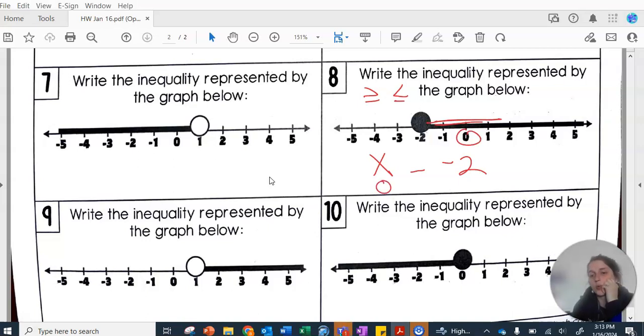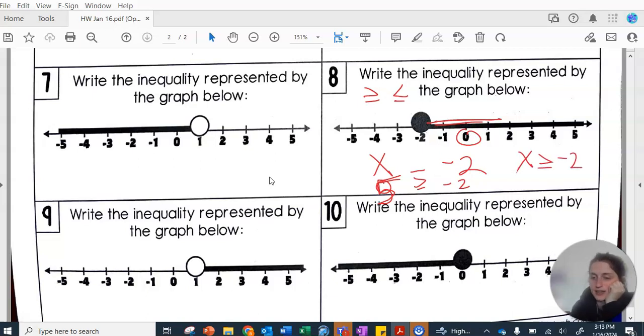0 is what compared to -2? Is it greater or is it less than? If 0 is hard for you to compare to a negative, then choose one of these positive numbers. 5. 5 is greater than or less than -2? It's actually greater than, but we know since it's a closed circle, it needs to be greater than or equal to. But 5 should not actually be a part of your answer because we just picked that randomly. The way you write it is x greater than or equal to -2.